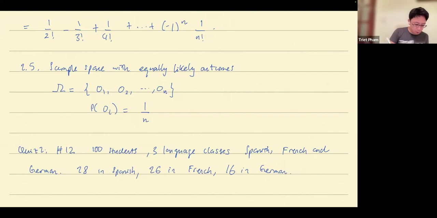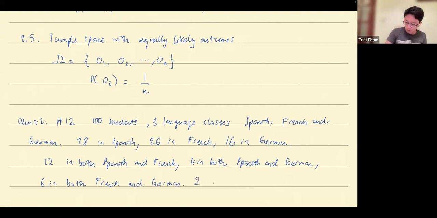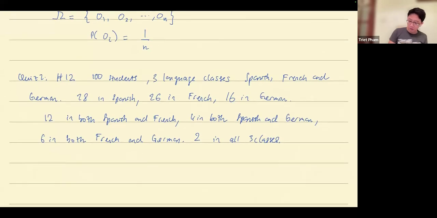And then 12 in both Spanish and French, 4 in both Spanish and German, and then 6 in both French and German. Finally, 2 students in all 3 classes. Okay. So question A asks for the probability that a student is not in a language class.